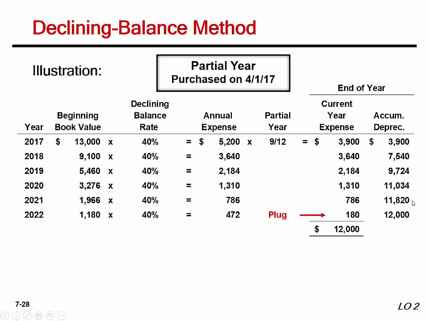Again, notice what's happening on our last rows. If we've got accumulated depreciation sitting at 11,820 and we know we've got to get it to 12,000, that's a $180 difference. We need to increase accumulated depreciation by 180 to get that to work. At that same time, we would also increase depreciation expense by 180. Okay, so we would be plugging in that last year.